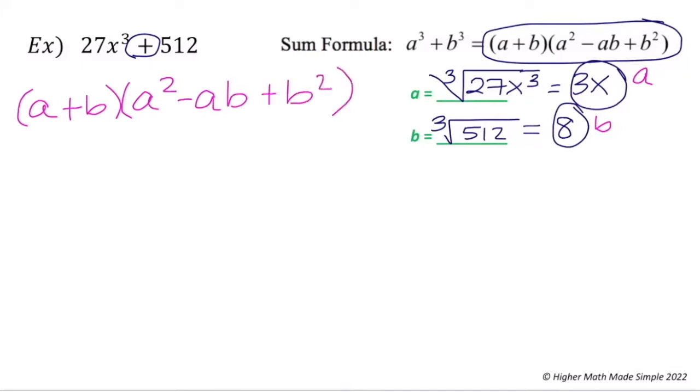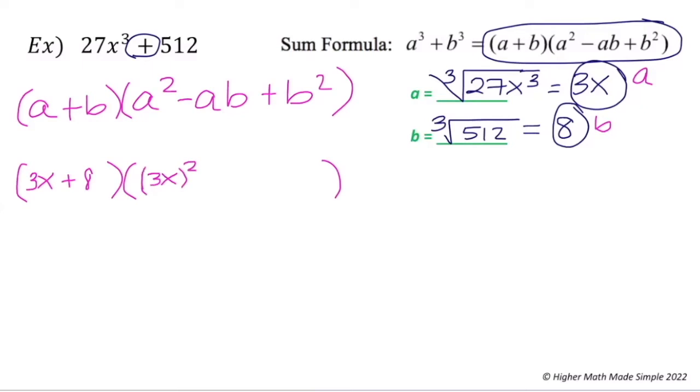Okay, so once you figure out what A and B is, the rest is really simple because it's just substitution. So the first parentheses is going to be A plus B. So if I use substitution, it'll be 3x plus 8. The second parentheses is going to be A squared, or 3x squared. Make sure to put 3x in parentheses or else you're going to get a wrong answer.